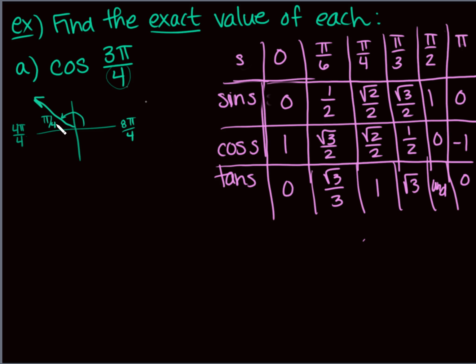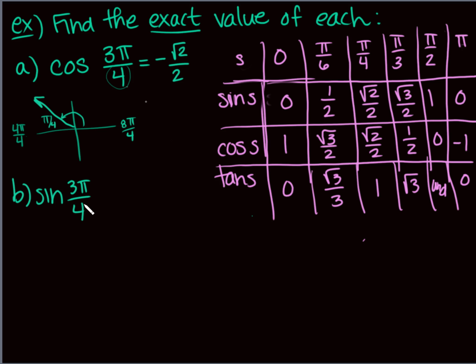So my reference angle is pi over 4. The way I figure out cosine of 3 pi over 4, I look at the cosine of pi over 4, its reference angle, and then I do the same thing that I would have done when I found degrees, right? It's in the second quadrant and it's negative. So we get a negative root 2 over 2. Does that make sense? What if I wanted the sine of 3 pi over 4?